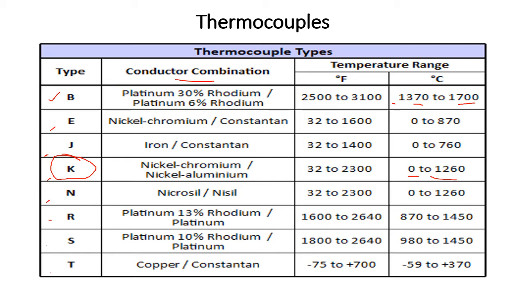As we can see, the T type is between the negative temperature zone, minus 59 to plus 370, has a range of around 400 degrees centigrade, and is the lowest temperature range available. Similarly, you can see that E and J types can also be used between 0 to 1000 degrees centigrade.